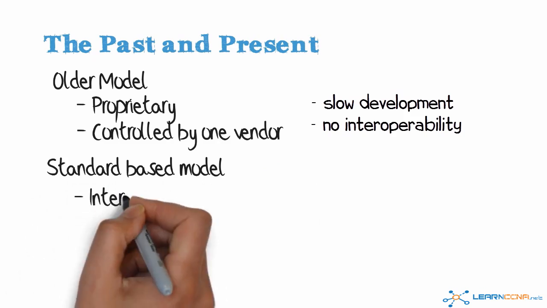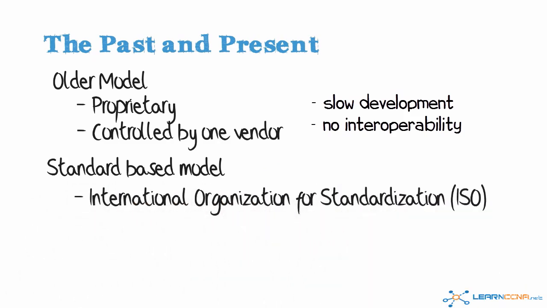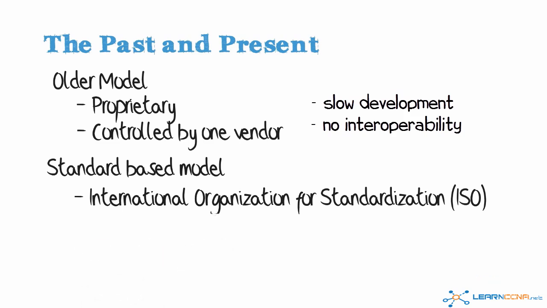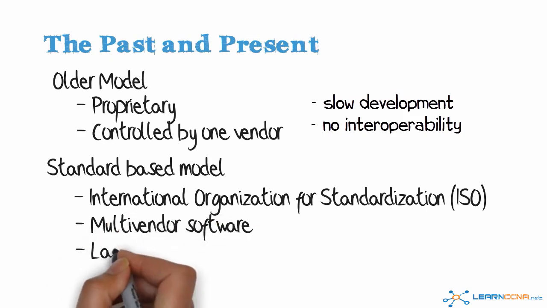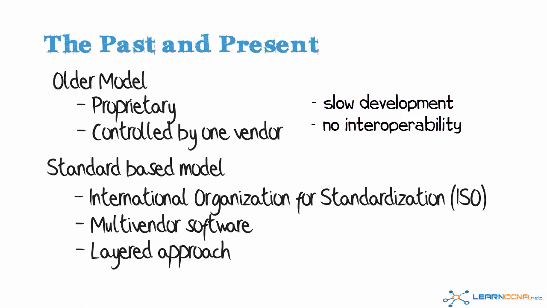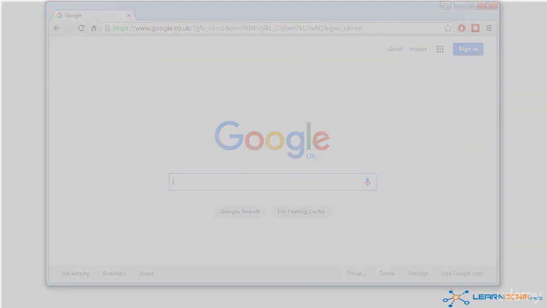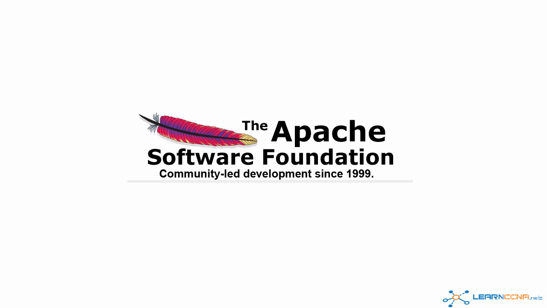The OSI model was developed by the International Organization for Standardization, or the ISO, and it provides a layered approach to development and interoperability. It allows for multi-vendor interoperability and rapid development. Thus, for example, a web browser like Chrome from Google can run on an HP computer or Dell laptop and connect to a Cisco network, traverse the internet, and connect to a web server running Apache on top of Linux.